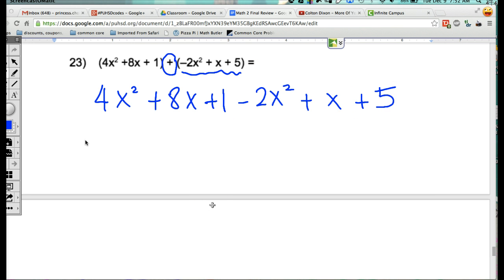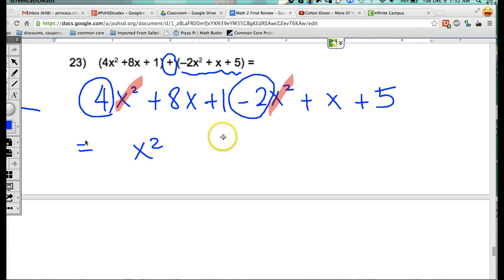So the great thing about me writing everything out is that now I can see the same letter and the same exponent. I got x squared over here and I got x squared over here. I want you to know that you can only combine terms that have the same variable and the same exponent. Okay? So then this is what's going to happen. I'm just going to copy x squared. And then I'm going to go 4 minus 2. And 4 minus 2 happens to be 2.